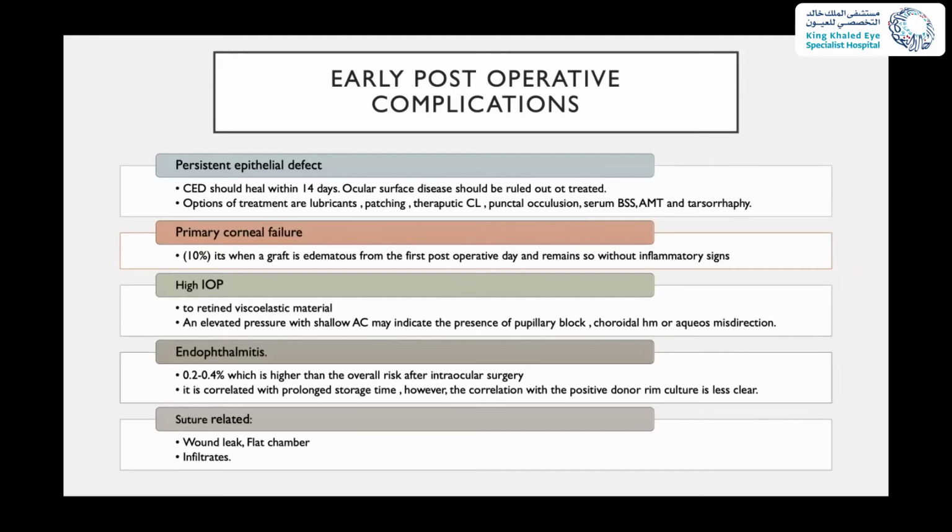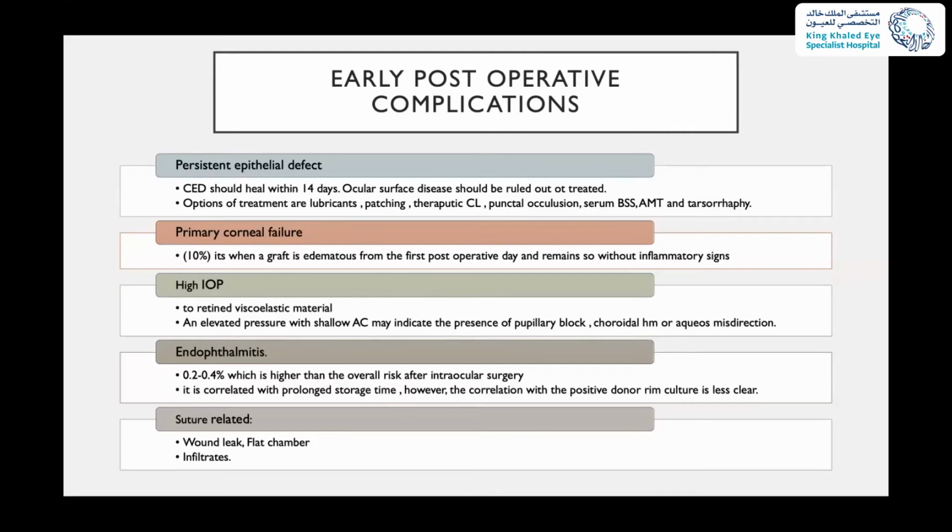And an elevated pressure with shallow anterior chamber may indicate the presence of pupillary block, choroidal hemorrhage, or aqueous misdirection. I would like to stress on measuring IOP in the early post-operative period, as high IOP spikes can compromise visual prognosis by affecting the corneal endothelium as well as the optic nerve, that might lead to poor visual prognosis.